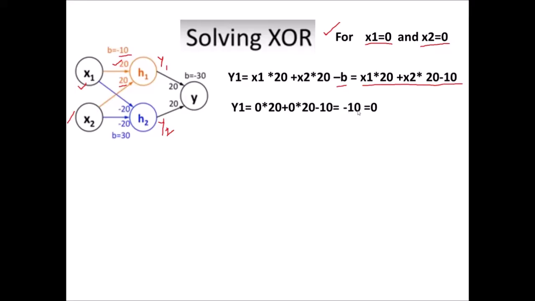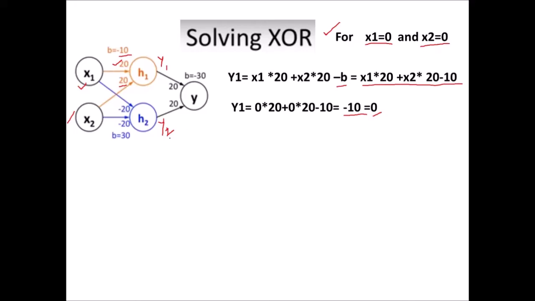So this is minus 10. Since the output is minus 10, which is less than 0, the step activation function will give the output as 0. Try to understand this: here the activation function is a step function, so if the output is less than 0, the output of this node will be 0. This is for y1. At y1 the output is 0.